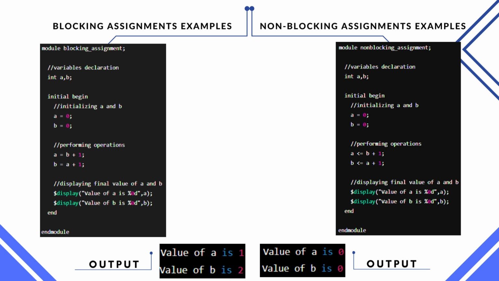This means that when A is set to B plus 1, B has not yet been updated to its new value, so A is set to 0 plus 1, which is still 1. Similarly, when B is set to A plus 1, A has not yet been updated to its new value, so B is set to 0 plus 1, which is 1. To summarize, blocking assignments execute immediately, while non-blocking assignments execute in parallel with other statements. It's important to understand this difference in order to write correct and efficient SystemVerilog code.